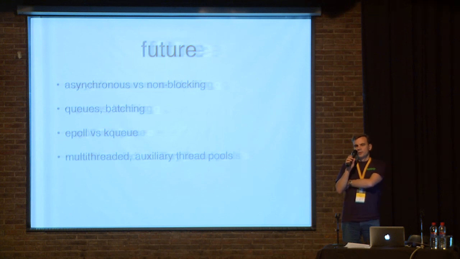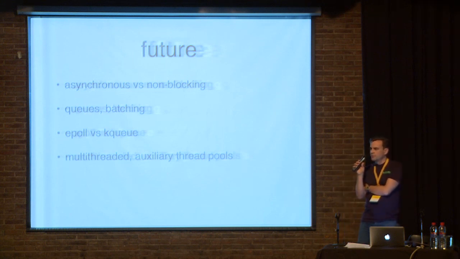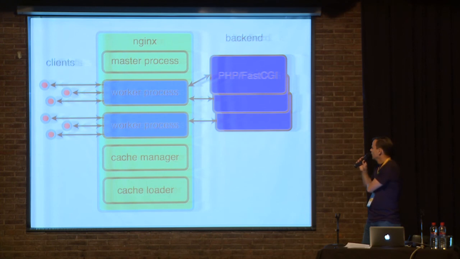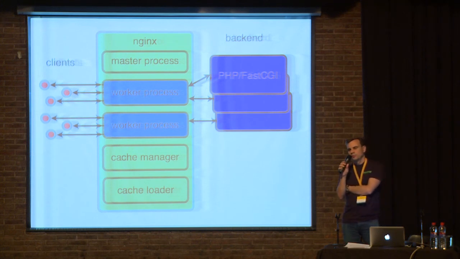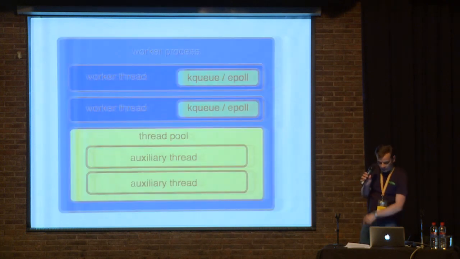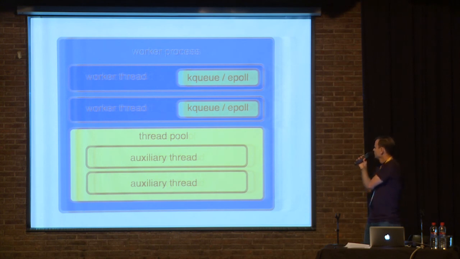And finally, the final difference between version 1 and version 2 is multi-threading. If we look at processes in version 1, all processes are single-threaded. If you look at processes of version 2, the picture will be the same, except that worker processes are multi-threaded. Worker processes use auxiliary thread pools.